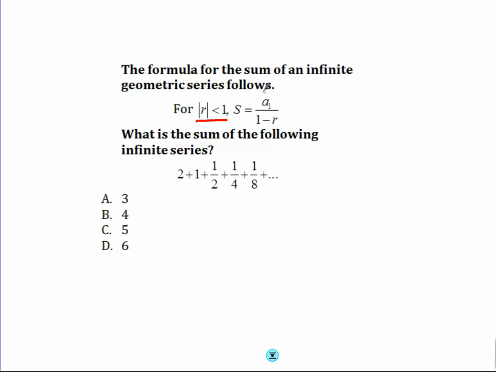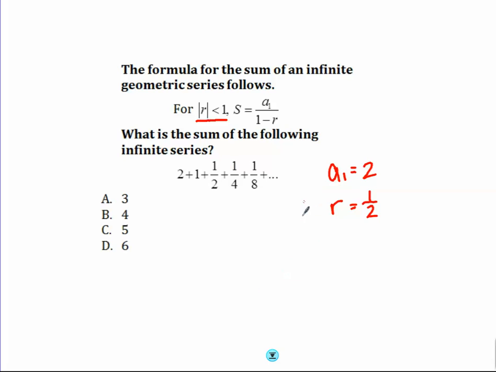So the things that you need to figure out before you can use this formula are a1, which is the first term, and r, which is the ratio. So the first term, you can just look at this list of numbers. The first term is 2, and r is the number that you multiply by. So to get the next term in the sequence, you multiply by 1/2.